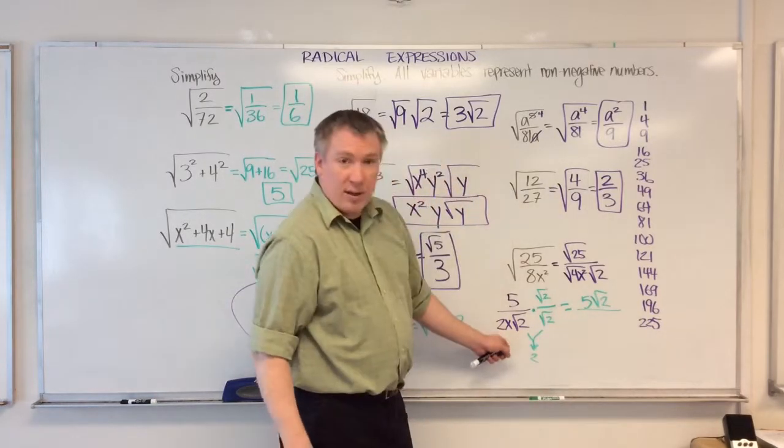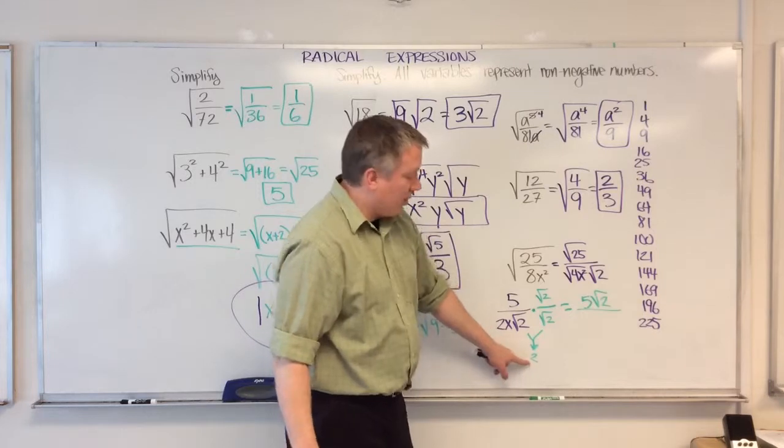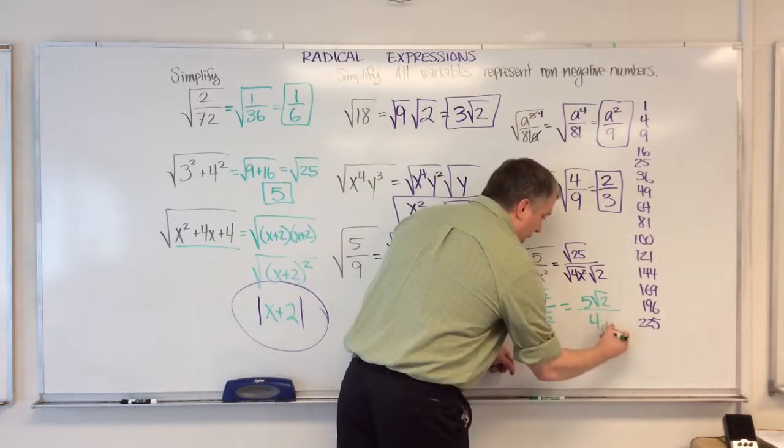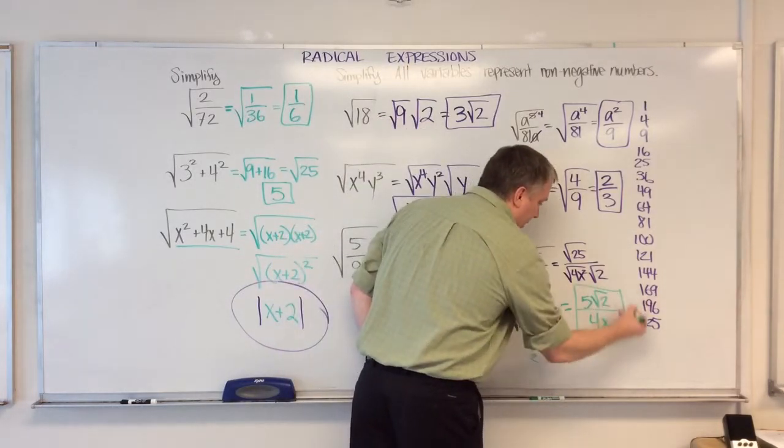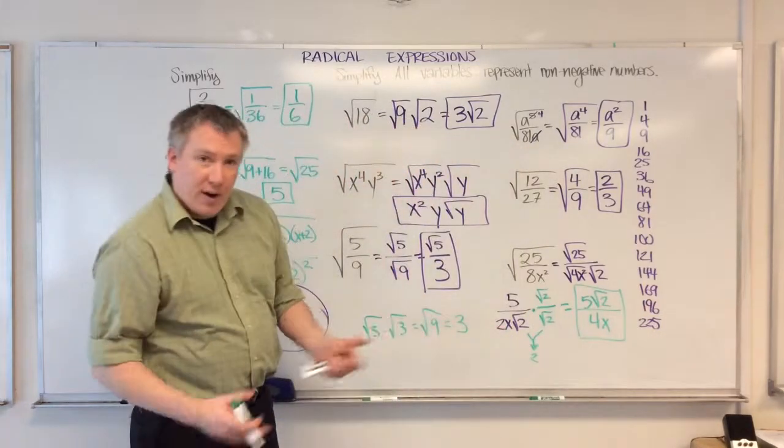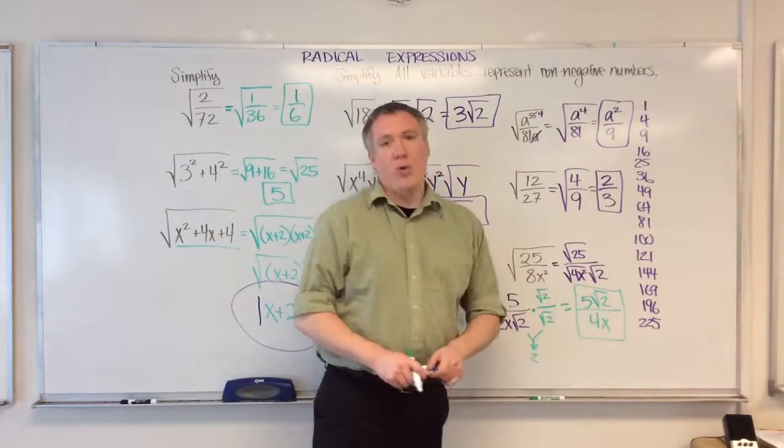But I still have this 2x here. So 2x times 2 is 4x. And now I have an answer that is as simplified as possible, and the radical is only on the top.